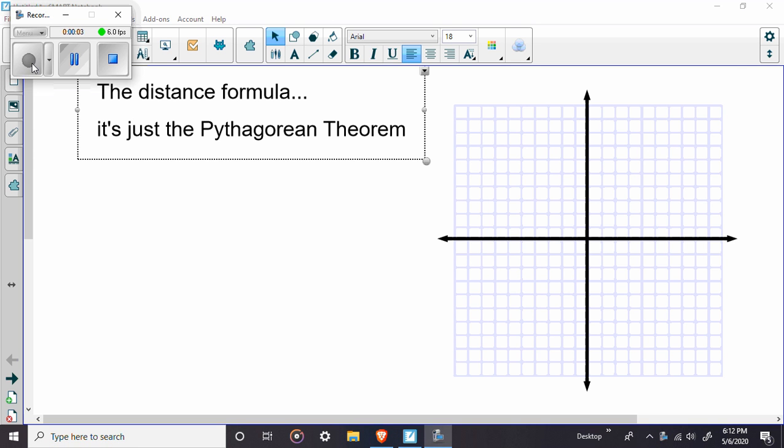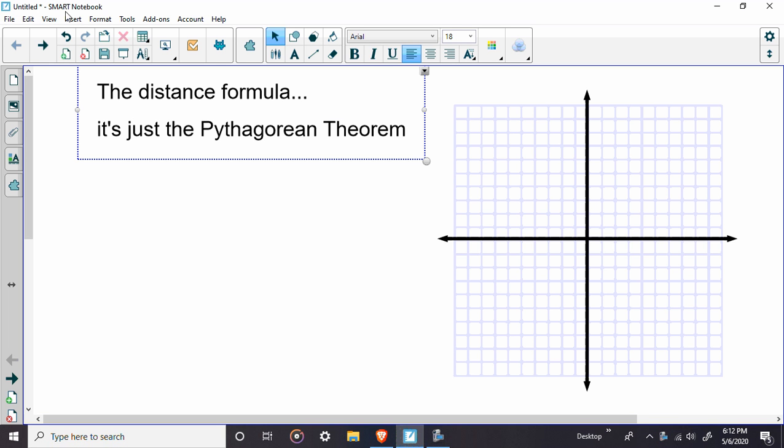So first of all, I'm going to go through the distance formula. I'm going to go through it a few different ways, and then I'm going to explain what it has to do with what we've been talking about, and that's parallelograms on the coordinate plane. So I'm going to go through a few things.